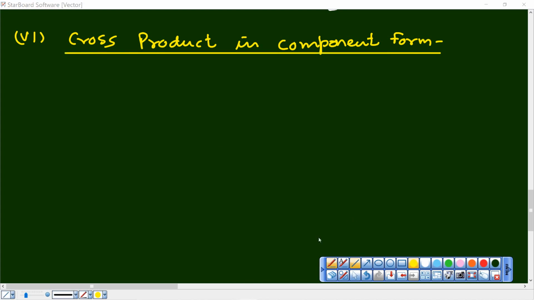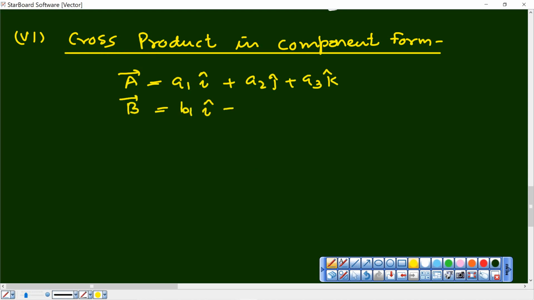Given two vectors, vector A, which is A1 i cap, as I always take, plus A2 j cap plus A3 k cap, and vector B, which is B1 i cap plus B2 j cap plus B3 k cap. We wish to compute the cross product. How do I do that?